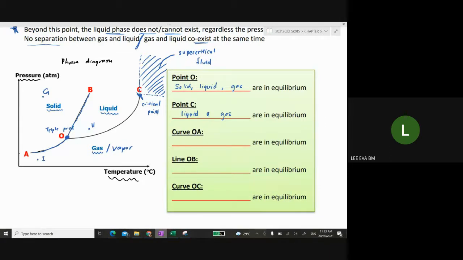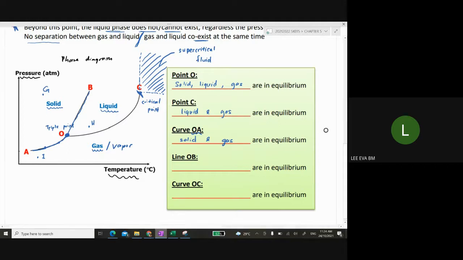Okay, but now if I give you a point situated on top of the line or on top of the curve. Let's say you refer to curve OA. So I have a point over here or I have a point over here. What is the phase that you can see? Solid and gas, because they are between both of these phases. I have my solid and also my gas or vapor phase. The solid and gas are in equilibrium. Do you get it? Yes, madam.